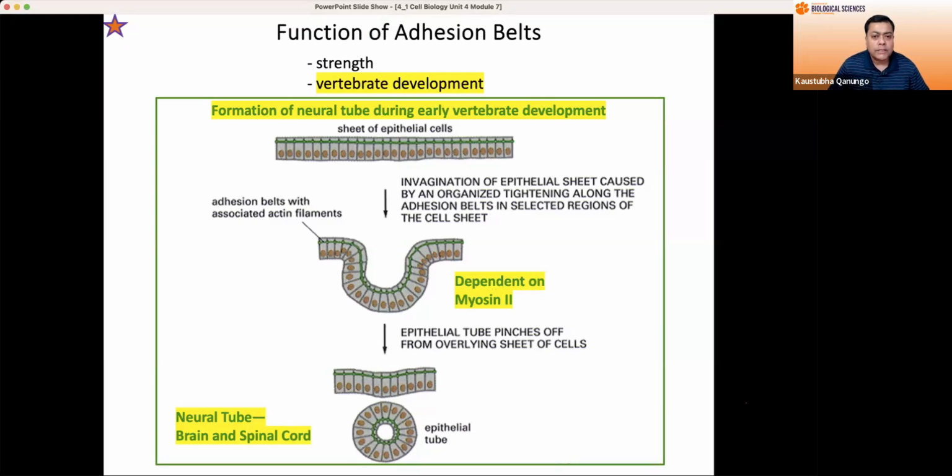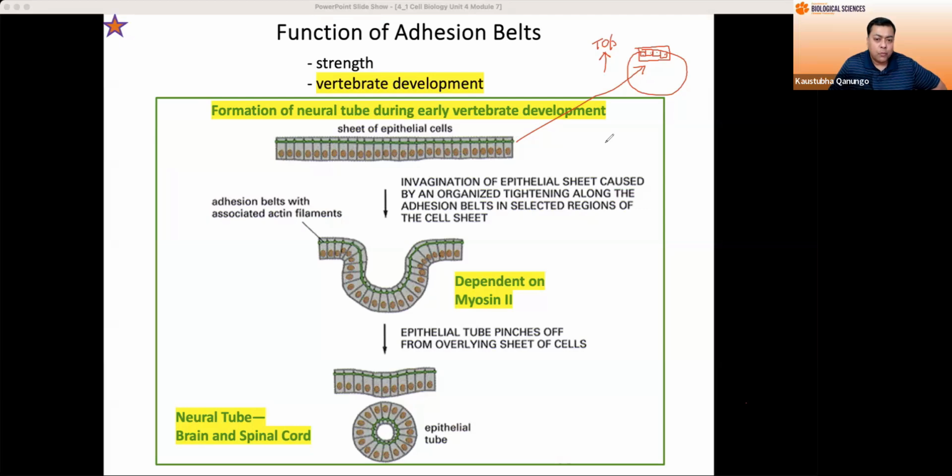So what you are seeing here is a sheet of epithelial cells. And if we're looking at a roundish embryo, we are looking at this cross section. So this is essentially the top. If we look at the top of the embryo, we are looking at the cells which are right here. You have these cells, and you can see that these epithelial cells are all attached with this green line, and this green line is essentially the adhesion belt.